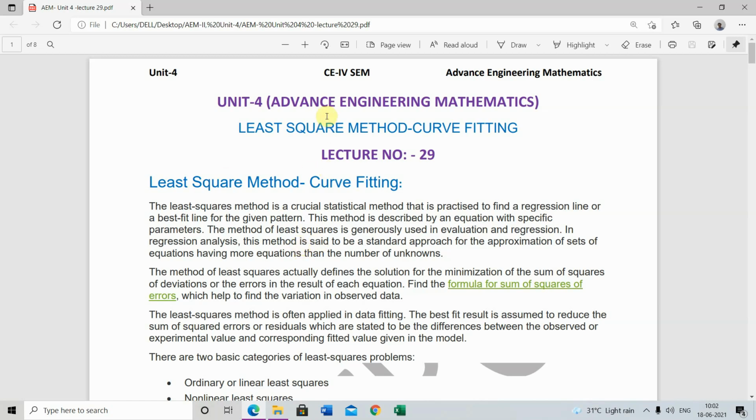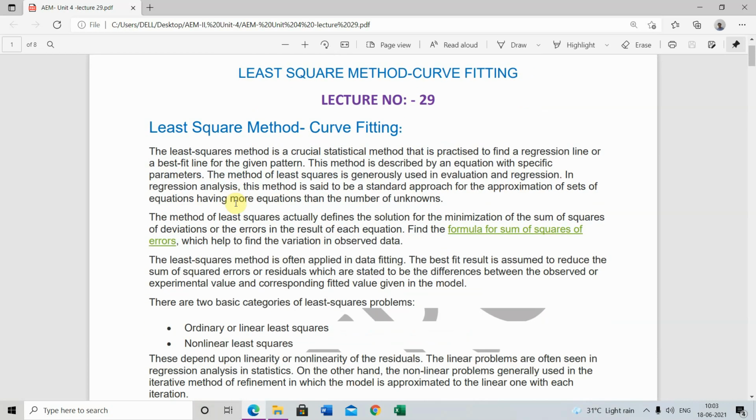हेलो स्टूडेंट, आज हम एडवांस इंजीनियरिंग मैथमेटिक्स के यूनिट नंबर 4 में लेक्चर नंबर 29 ले रहे हैं। इसका टॉपिक है लीस्ट स्क्वायर मेथड और कर्व फिटिंग। फर्स्ट ऑफ ऑल, व्हाट इज द लीस्ट स्क्वायर मेथड?